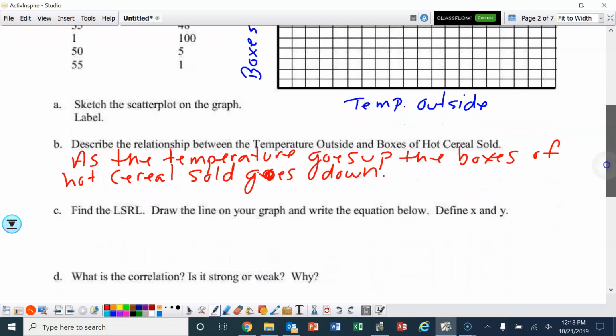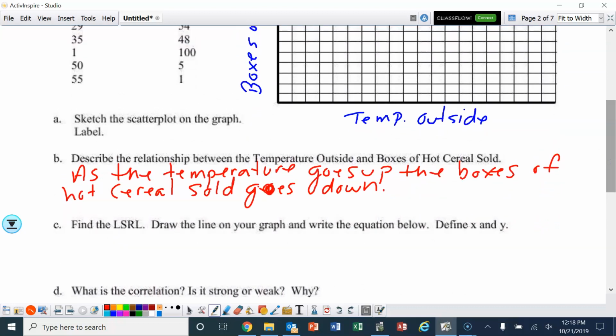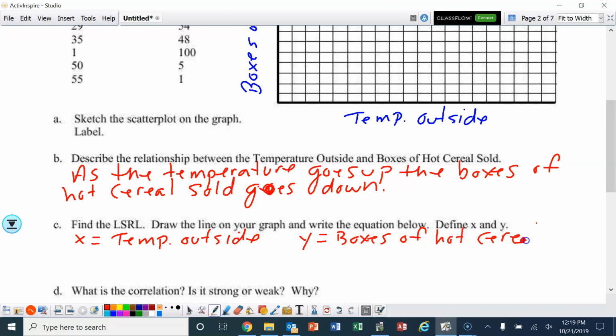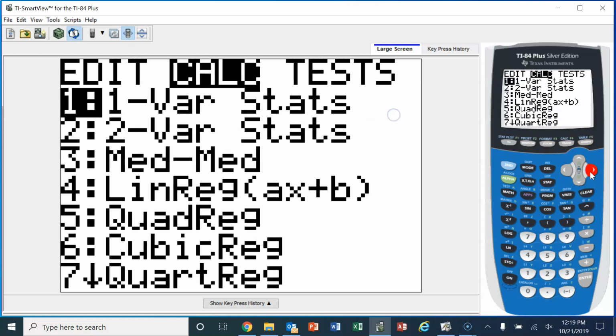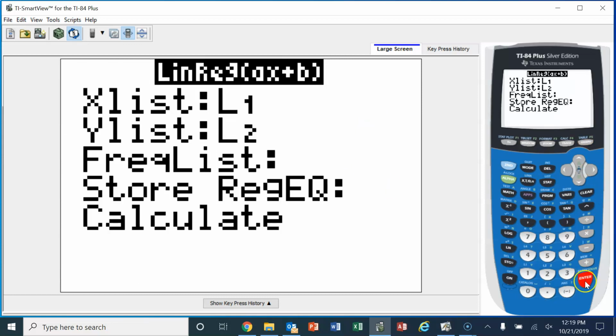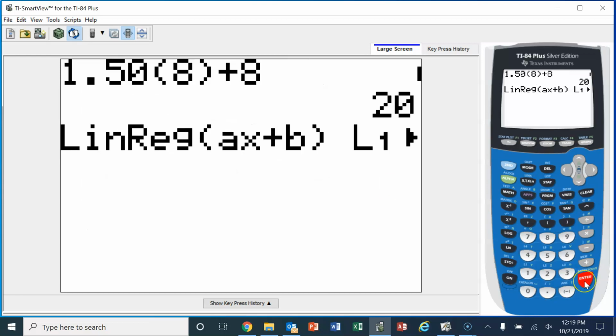All right, C, find the least squares regression line, draw the line on your graph, and write the equation below. Well, first of all, let's define X and Y. X is the temp outside. Y is the boxes of hot cereal sold. So, Y hat, here we go. So, calculator. Stat, calculate, number 4. Voila.